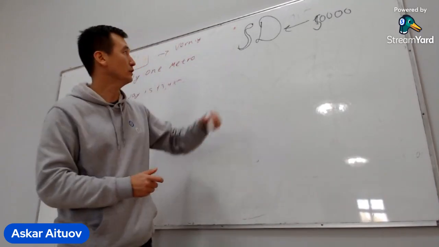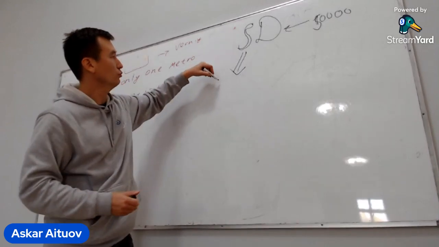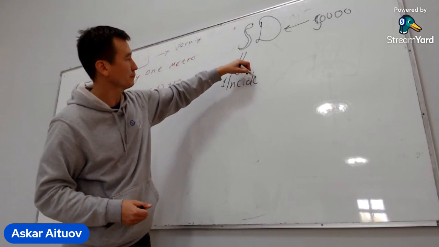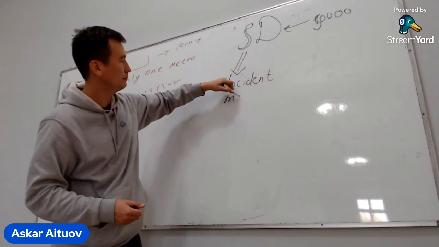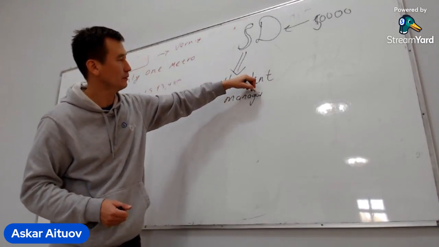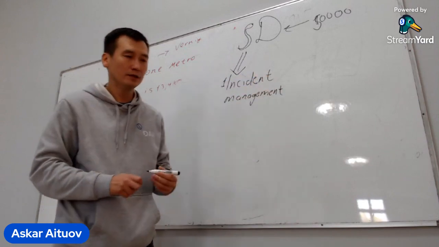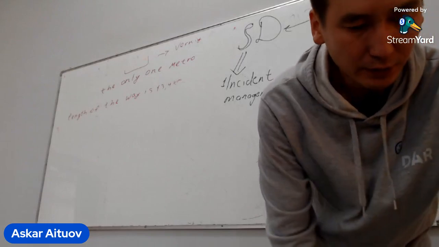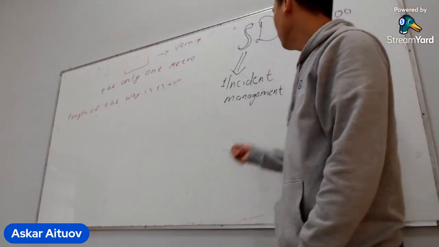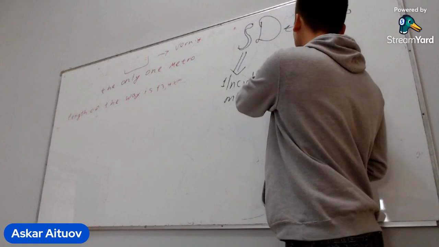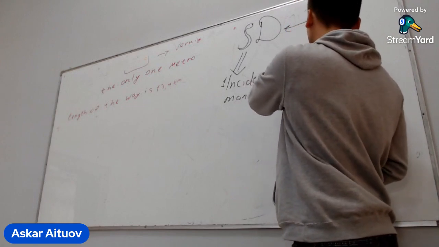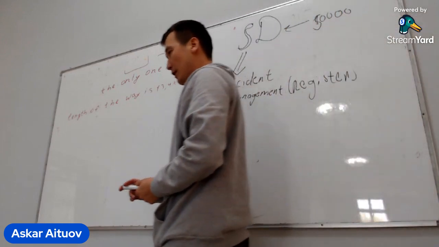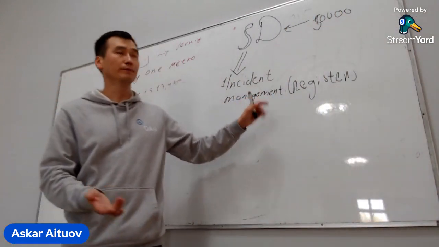That's why ITIL suggests doing 3 parts, actually. Incident management. It's when you receive some request for some bug. You basically just register it in some system, so nobody forgets that you received it. And you investigate and solve it.